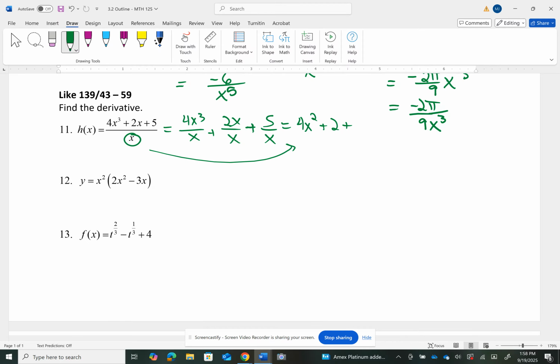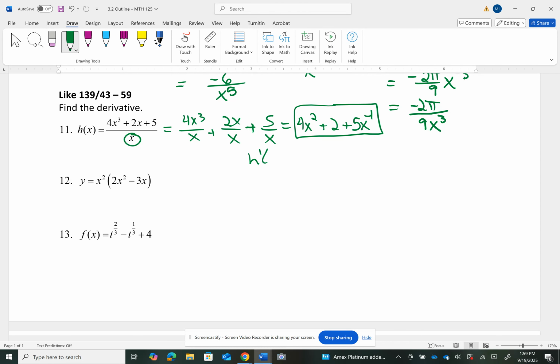But that last term is 5 divided by x, so there was no x to knock out, and I'd like things to look like power functions. So I'm going to think about that as being a 5x to the negative 1 power. Okay? Now, once you get to here, you've got your little mini power functions.